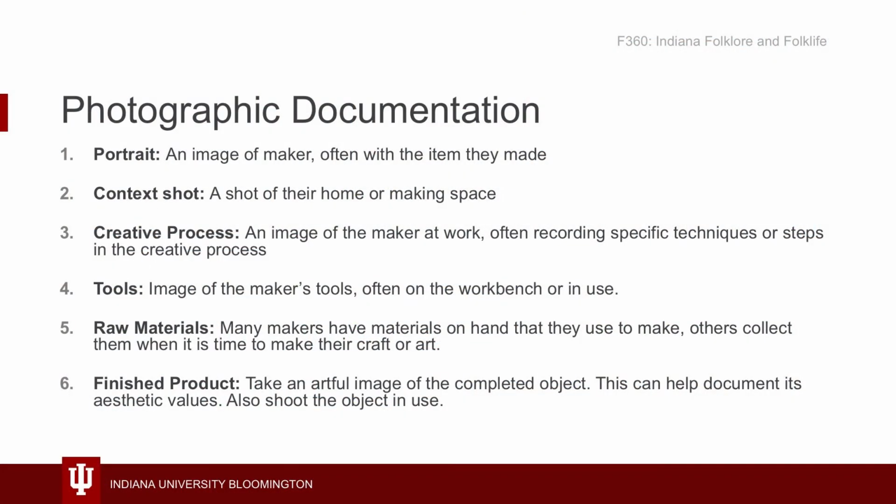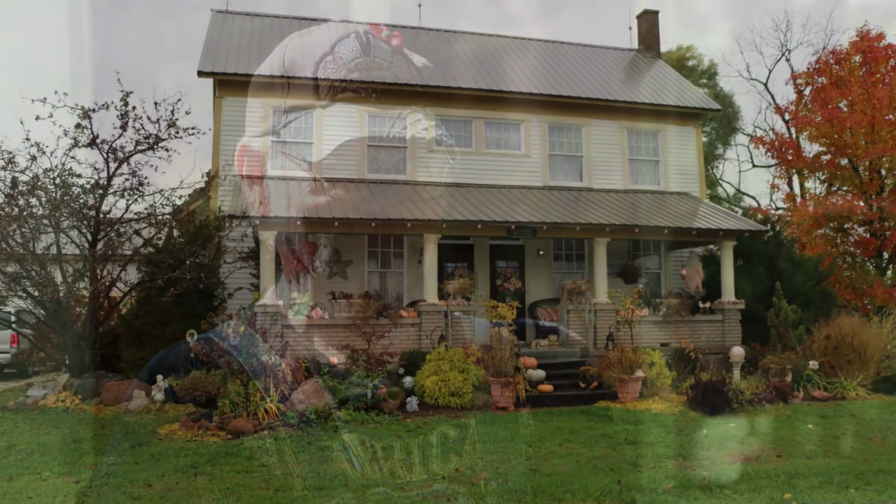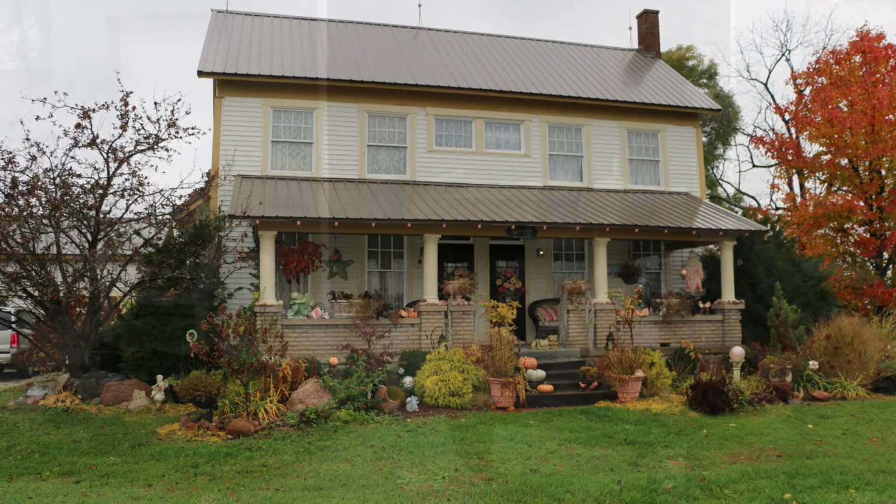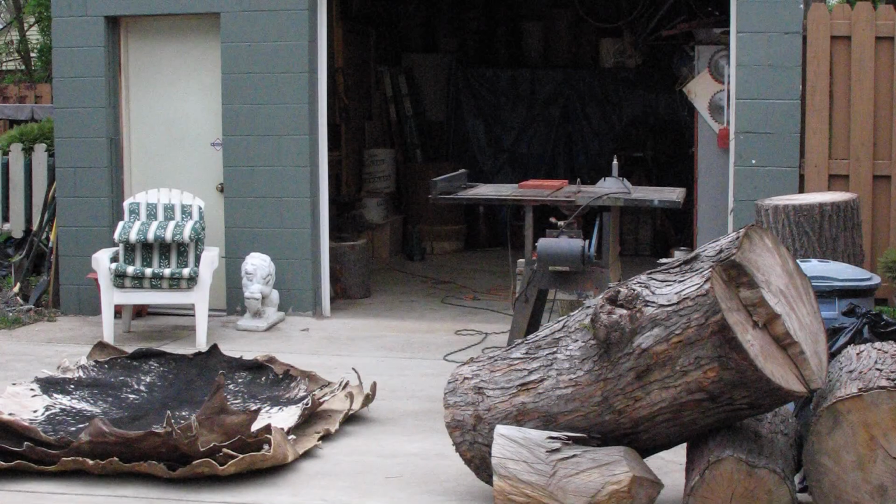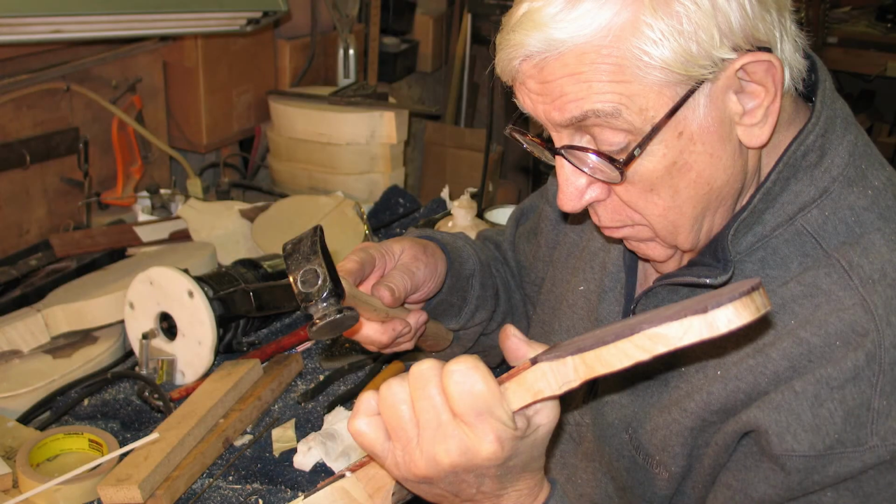So those are the 6 types of images that for your project I'd strongly recommend that you try to capture and include with your work if you can. A portrait, an image of the maker, a context shot, which is maybe their home or their workspace, both inside and outside if appropriate. A creative process, document various steps.